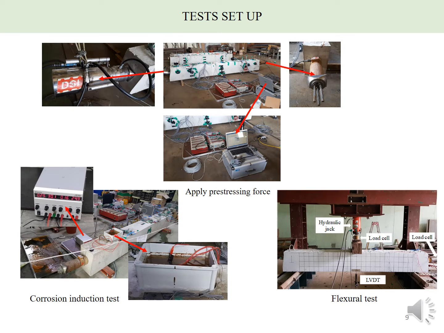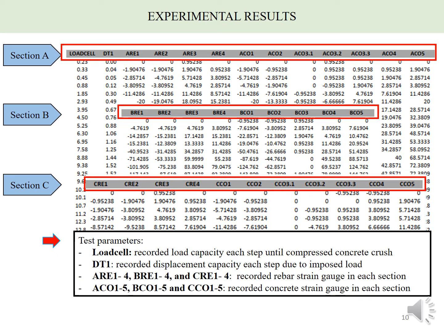There are three important steps during the experimental tests. Number one is prestressing force is applied to every specimen. After that, every specimen was induced corrosion, and then flexural tests were conducted for every specimen. After the flexural test, the test parameters in terms of loads, displacement, and strain that we focus on in this study can be drawn at each section, as you can see here.